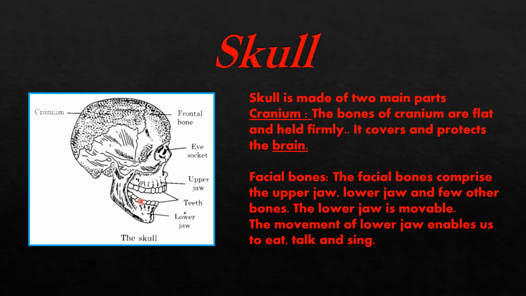Now, these are the facial bones. The facial bones comprise the upper jaw, and a few other bones. The lower jaw is movable. This is the lower jaw. It is movable and it enables us to eat, talk, and sing. Now, children, there are many small bones also. This is the eye socket and this is the nose socket. Here you have eyes and nose, and this is the upper jaw. So the only movable jaw here is the lower jaw.